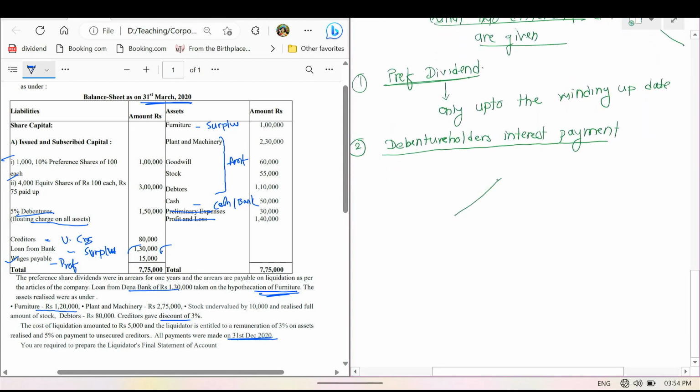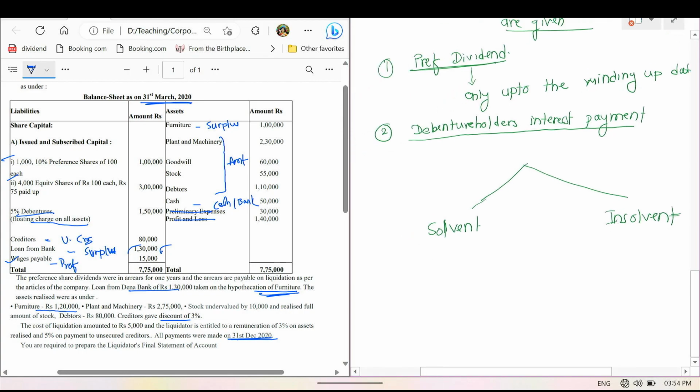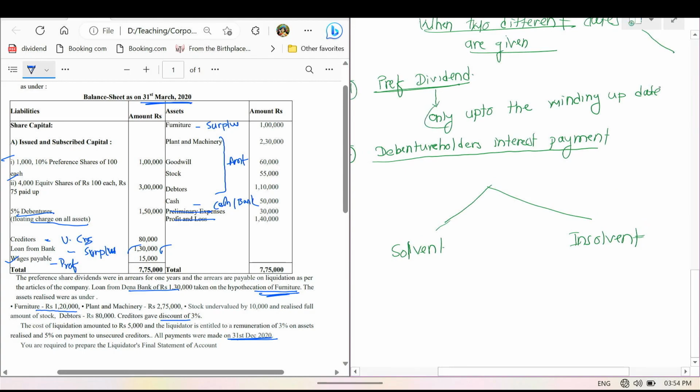Now if the company is solvent and if the company is insolvent, it is very simple to understand, do not take tension at all. If the company is solvent or insolvent, you have to pay preference dividend only up to the date of winding up. Let any dates be given, any payment date, whether solvent or insolvent, you must pay preference dividend only up to the date of winding up. That means generally the winding up date is the balance sheet date only, they will get dividend only up to the balance sheet date.